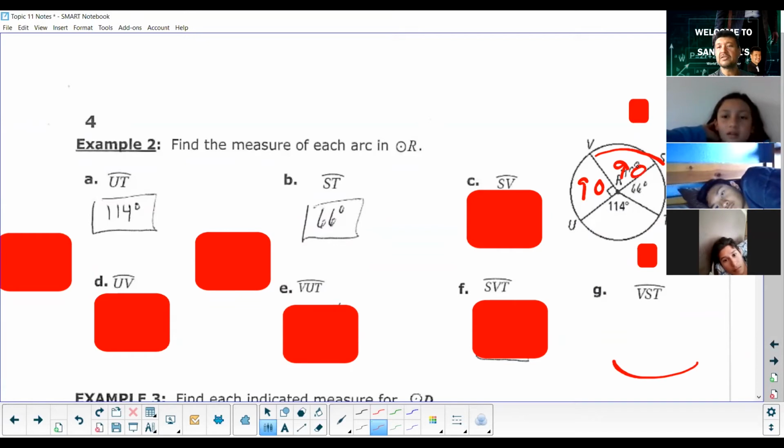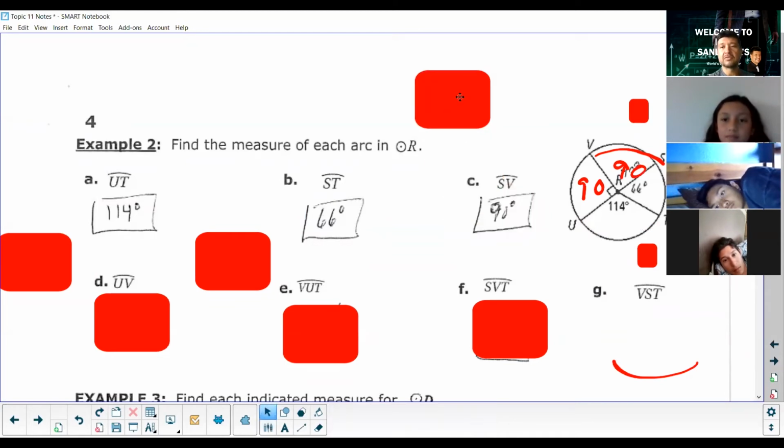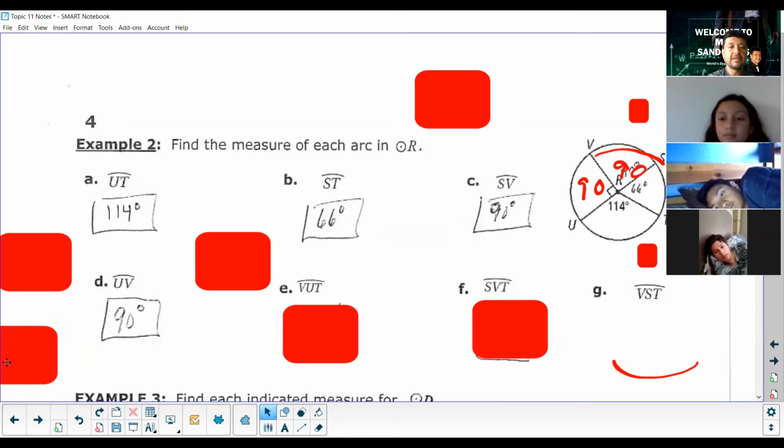No. You see this one in red? You see how it says that was also 90 degrees right here? Yeah. So that's 90, because we're talking about that arc there. All right, Marcus, the next one, UV. Also that line to us. Okay, 90. Max, VUT.